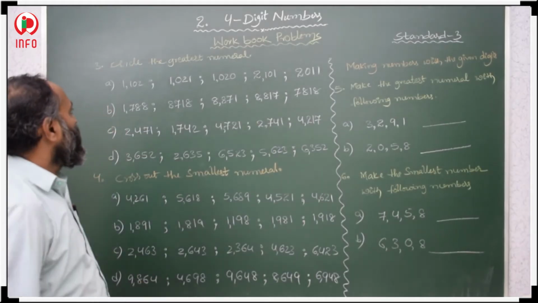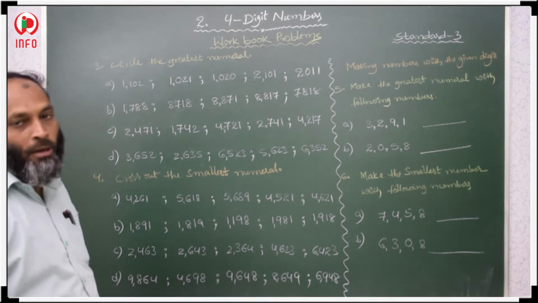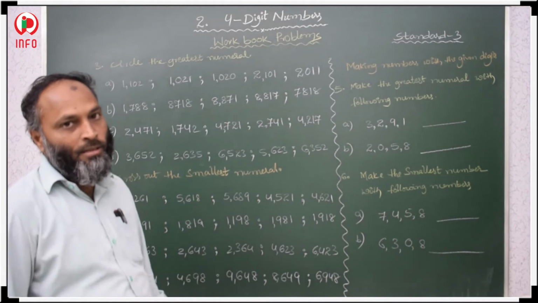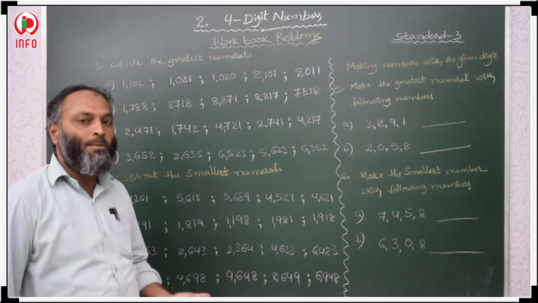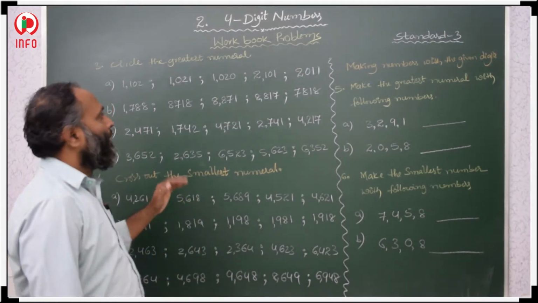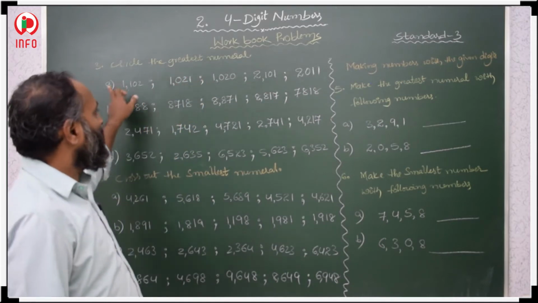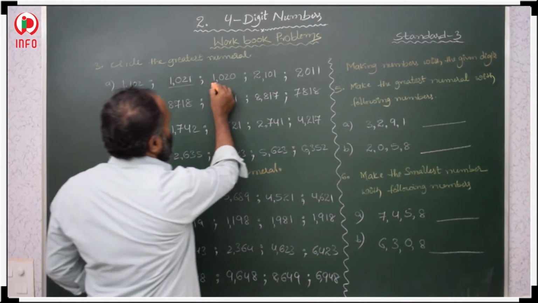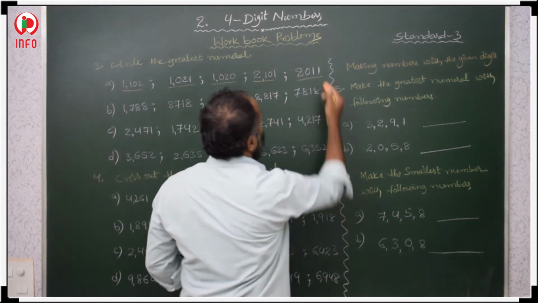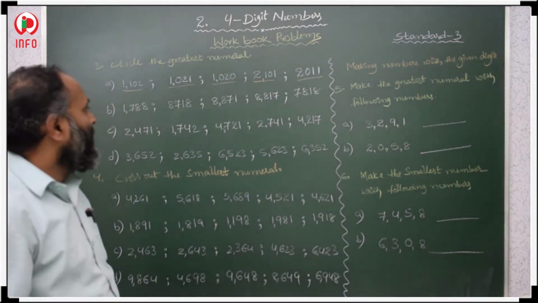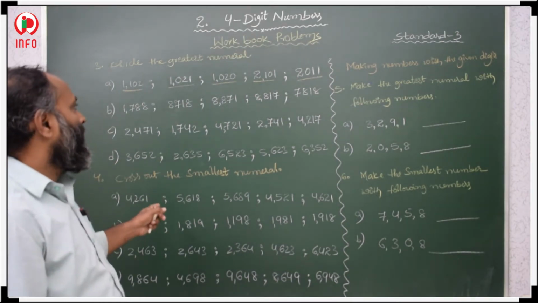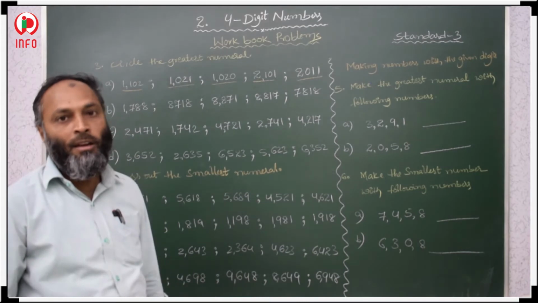Yes, now students, circle the greatest numeral. Here, comparison is given again. So we have to check which one is smaller and which one is greater. In these five numerals, first, second, third, fourth, fifth, we have to find the greater numeral. After finding the greater numeral, we have to circle it.